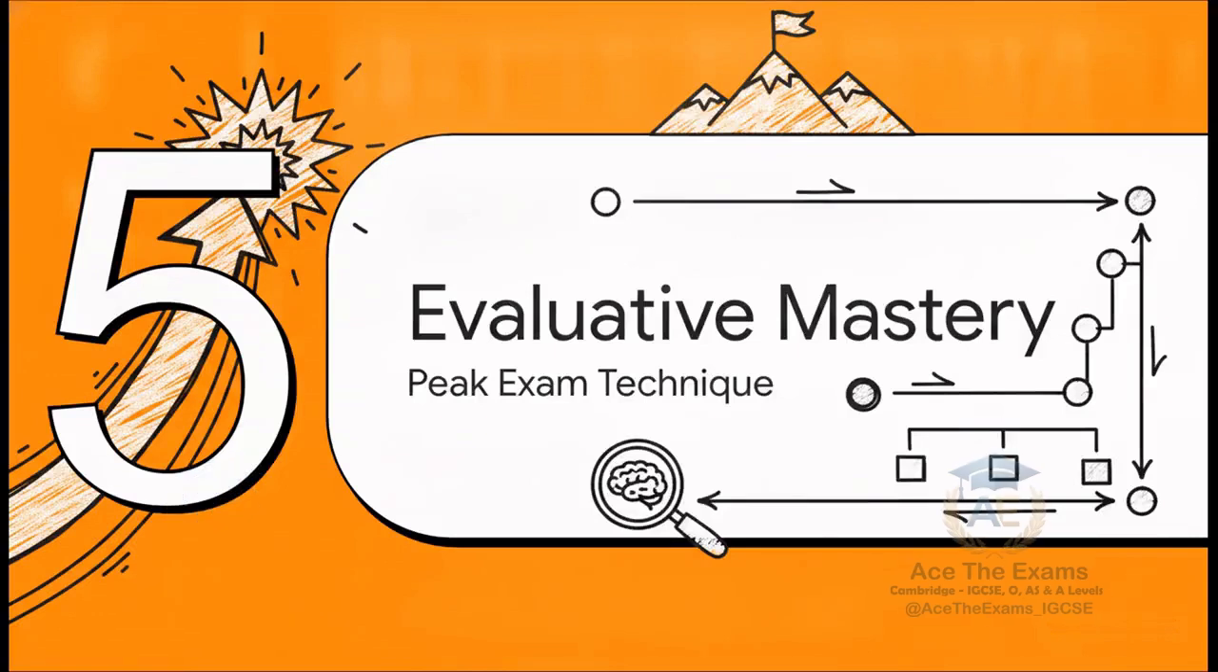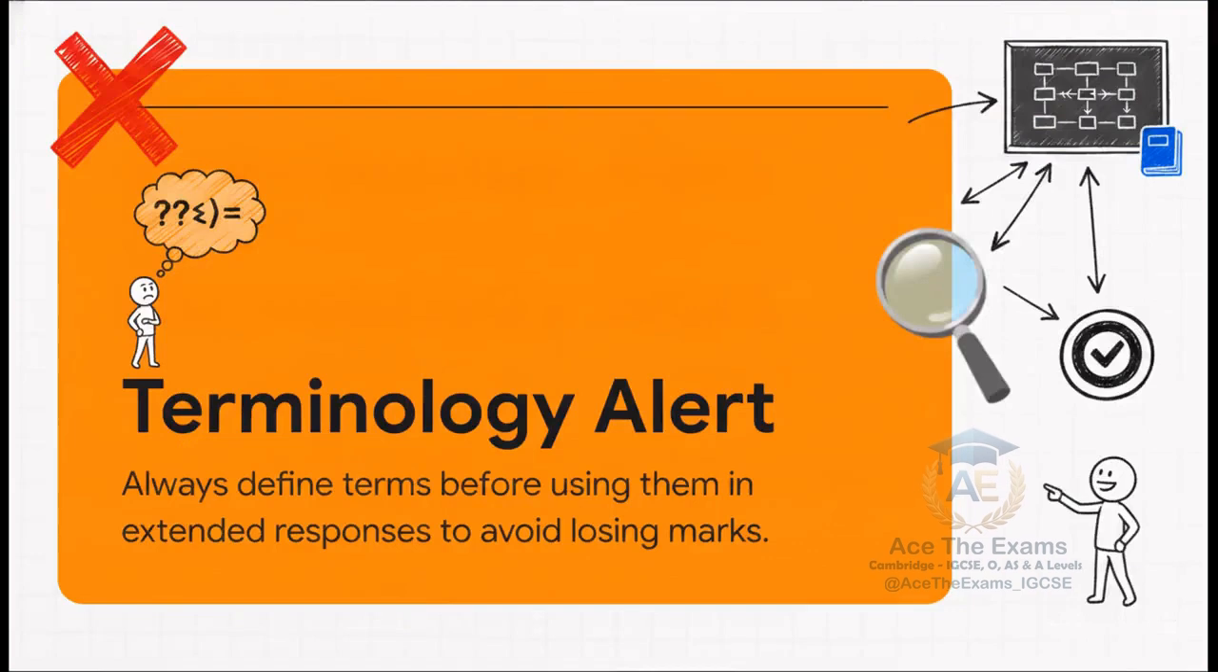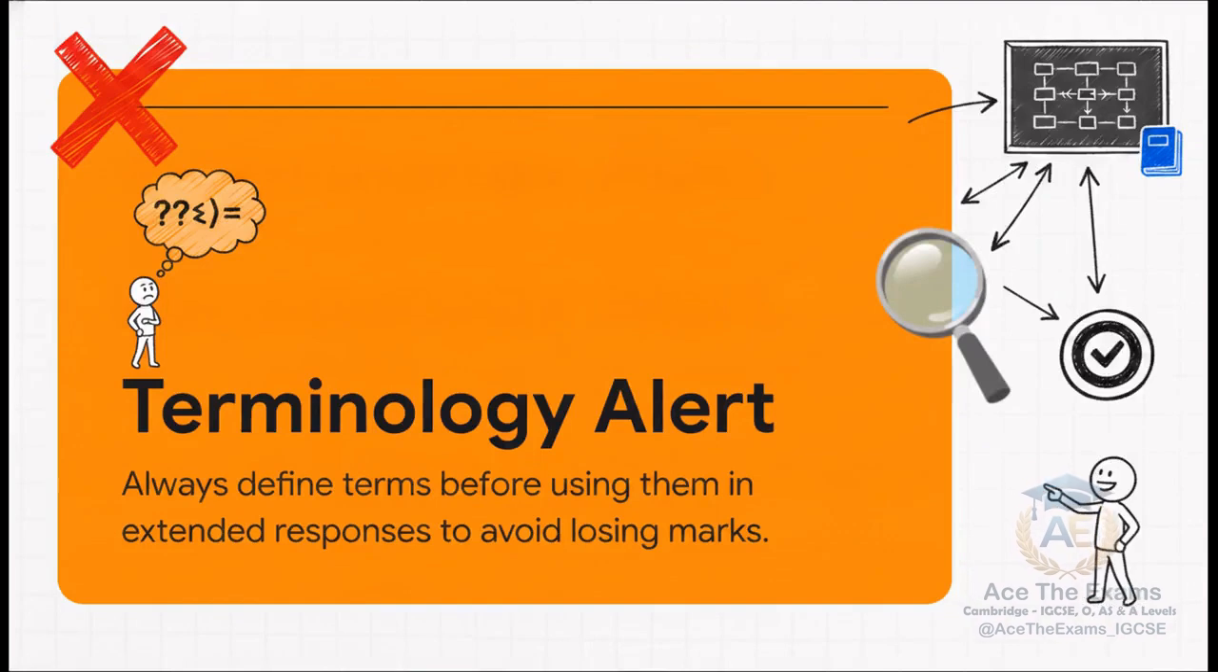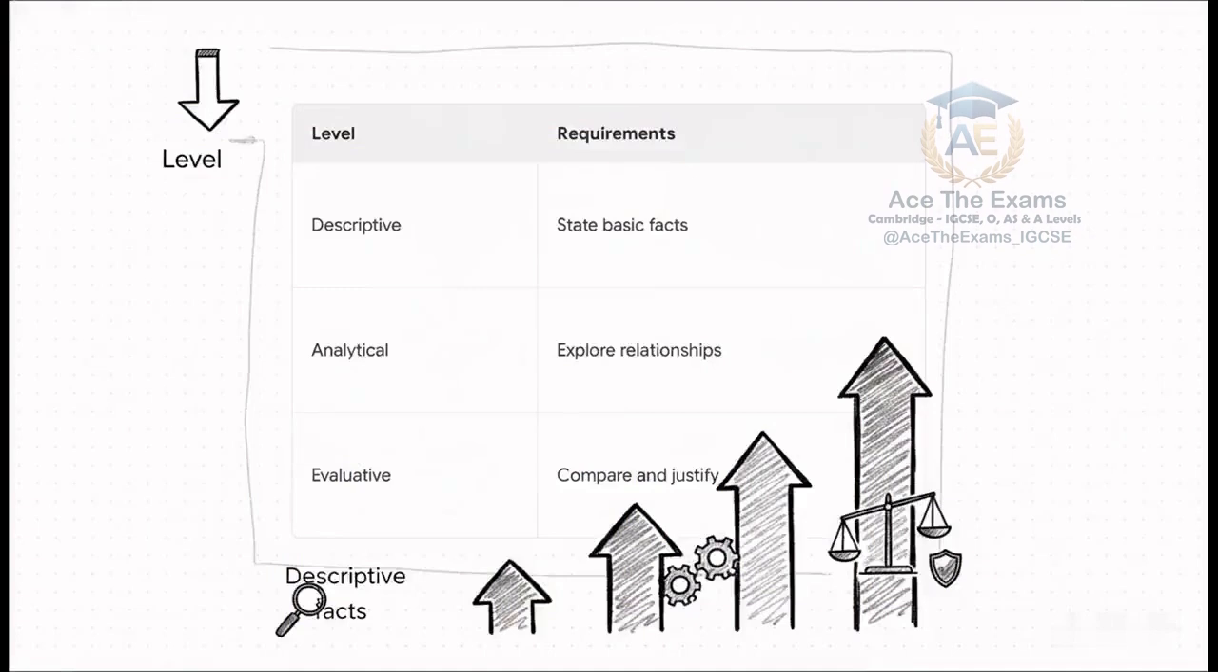Finally, let's unlock Section 5, Evaluative Mastery Strategy. Before we hit the highest tier of answering, we have to clear up a massive red flag that ruins otherwise great papers: terminology. Candidates consistently confuse key terminology. They mix up free float with total float, or they misuse the term dummy node. Never just assume the grader knows what you mean, and never use a technical term casually. A great strategy is to define your terms immediately in your extended responses. This locks in those knowledge marks right out of the gate, setting a professional tone for the rest of your answer. Now let's look at the ultimate answering system.